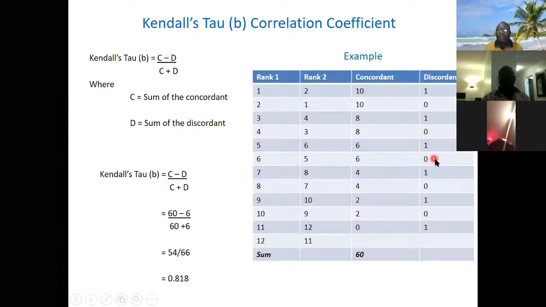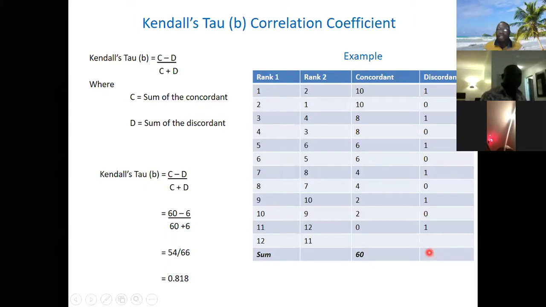1. Here, no one is below 5. That's why 0. Here, only 8 is equal to 8. That's why 1. Here, no one is below 7. That's why 0. Here, only 10 is equal to 10. That's why it's 1. Here, no one is below 9. That's why it's 0. Here, only this 12 is. That's why it's 1.